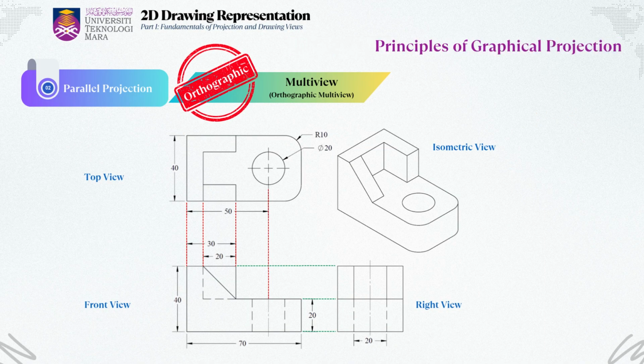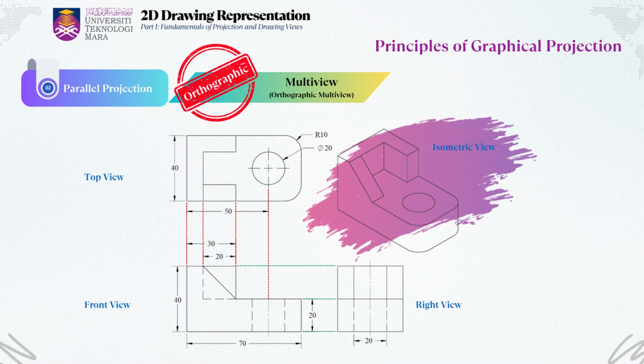This slide presents a clear and structured example of multiview projection. It demonstrates how a complex 3D object can be precisely described using multiple 2D views, namely, the top view, front view, and right side view, which are each projected perpendicularly from the object. Additionally, an isometric view is included to help visualize the overall 3D form of the part more intuitively.